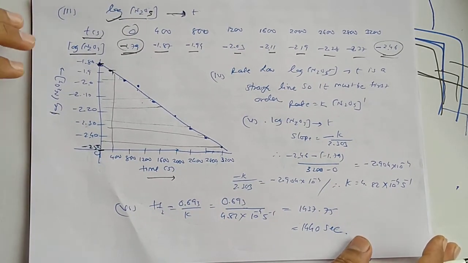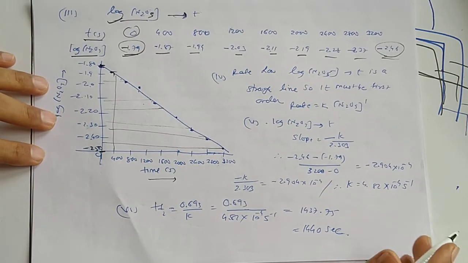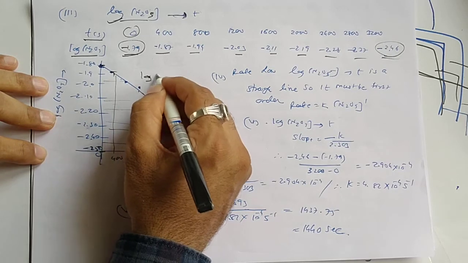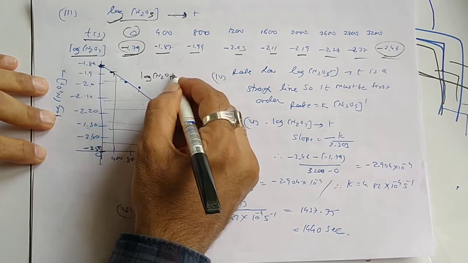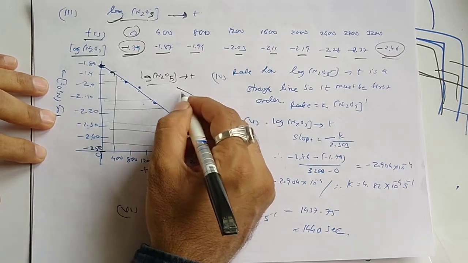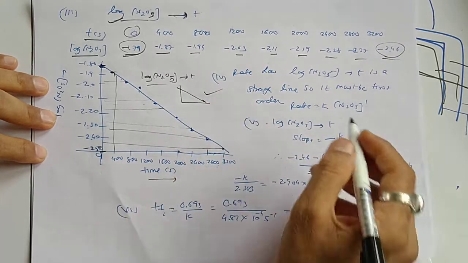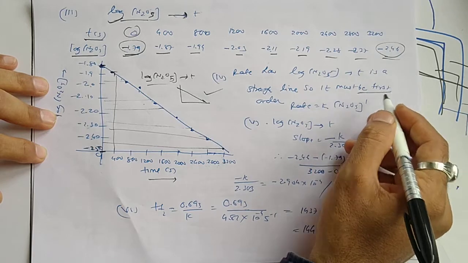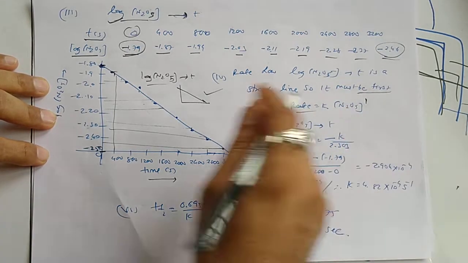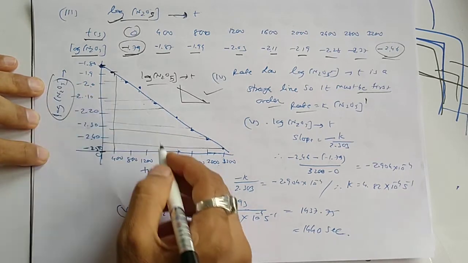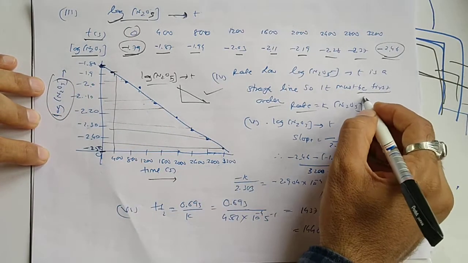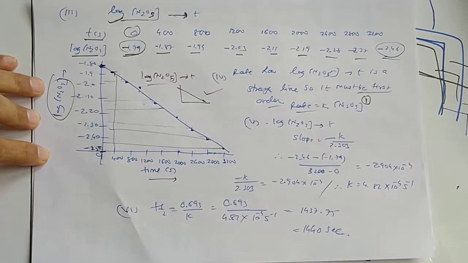The plot of log N2O5 versus T is a straight line. Whenever log concentration versus T is a straight line, we can say the reaction must be first order. So the plot of log N2O5 versus T is a straight line, which gives the order of reaction as 1. So the order of reaction is derived.